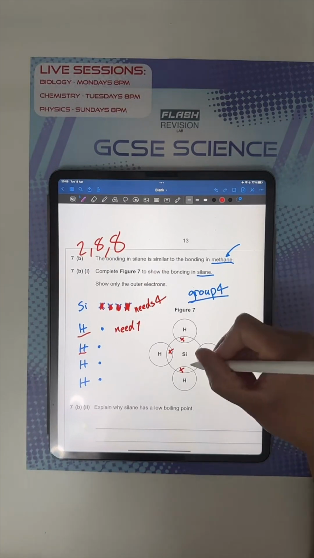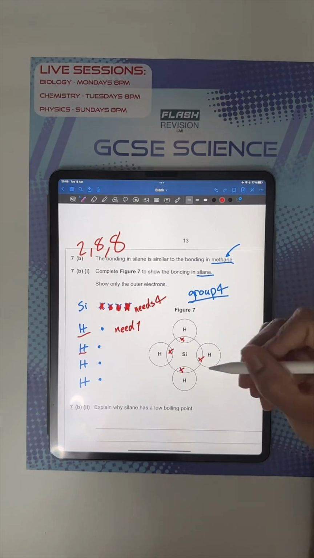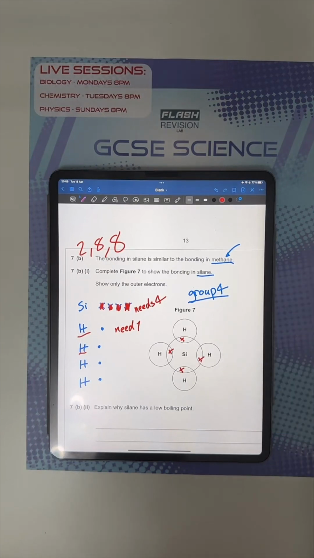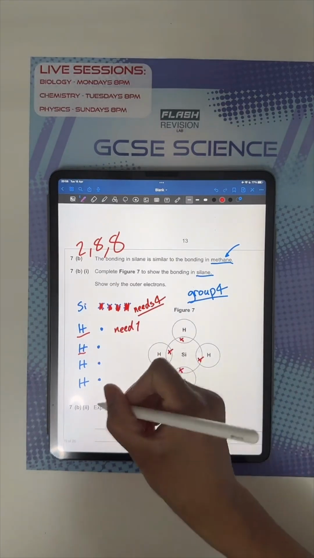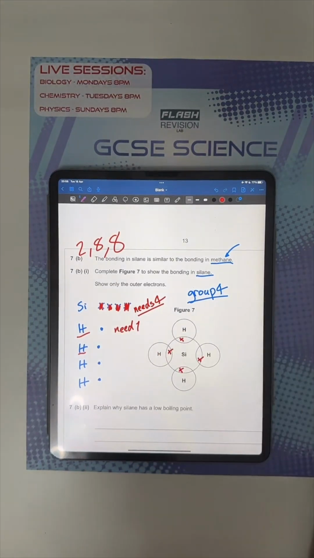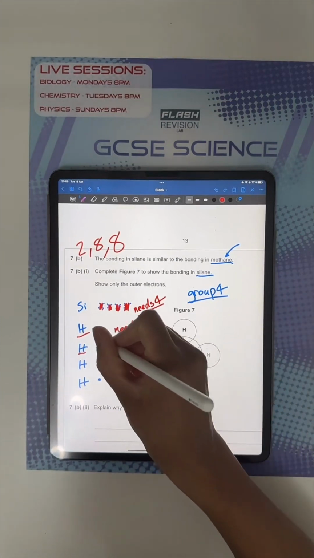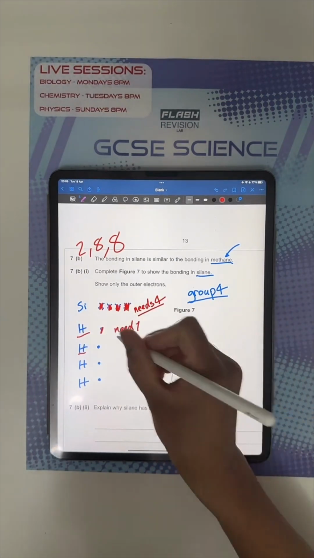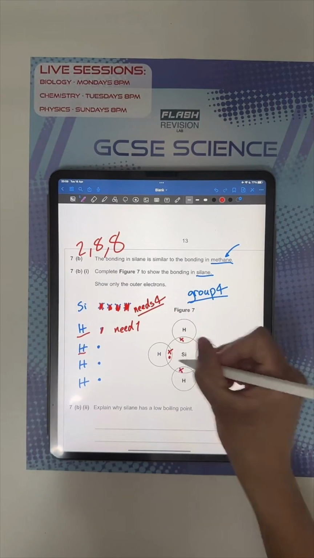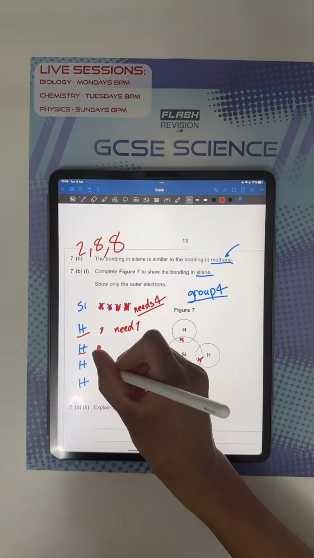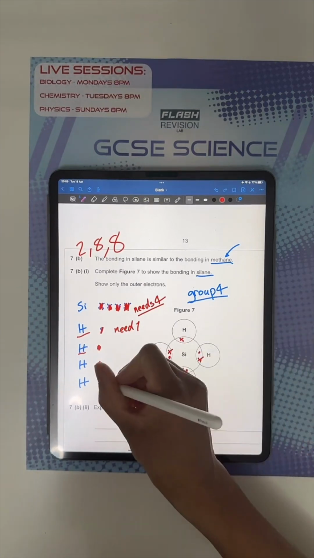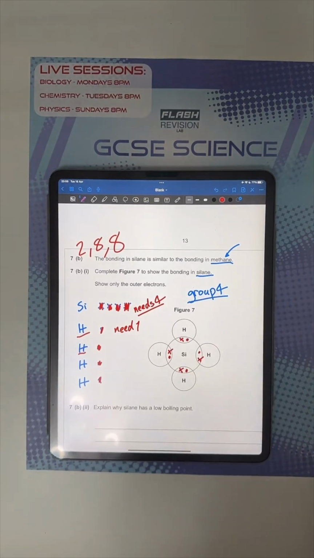So now we need to look at silicon. We need to give silicon a full outer shell. How many does silicon need? It needs 4 electrons. Where is the silicon going to get 4 electrons from? 1, 2, 3, 4 electrons. It's going to get 1 each from each hydrogen. So this one is going to give its electron to silicon to share. This one's going to give 1 as well. And all of them are going to give electrons.